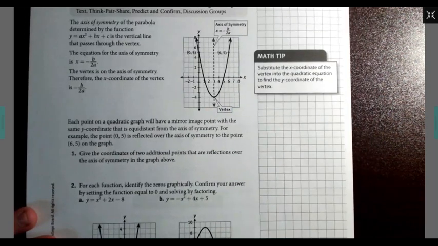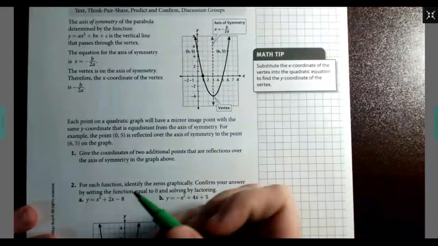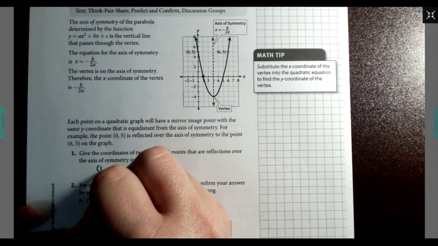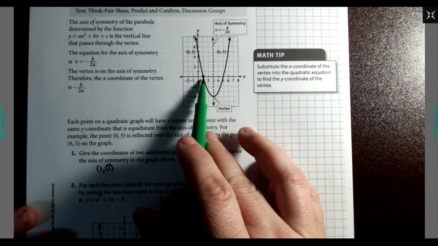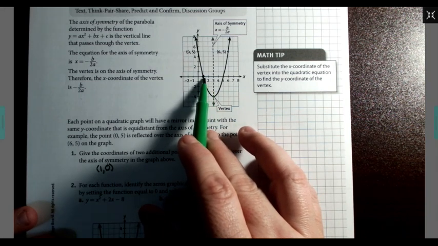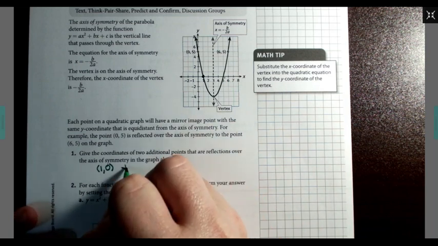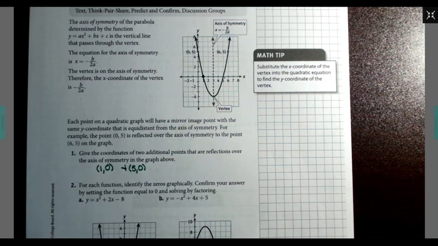So let's find a point. I see this point right here. It is the point 1, 0. And the reflection of it across the axis of symmetry is 5, 0. So it has the same y-coordinate and it is equidistant on both sides of the axis of symmetry for your x-coordinate.